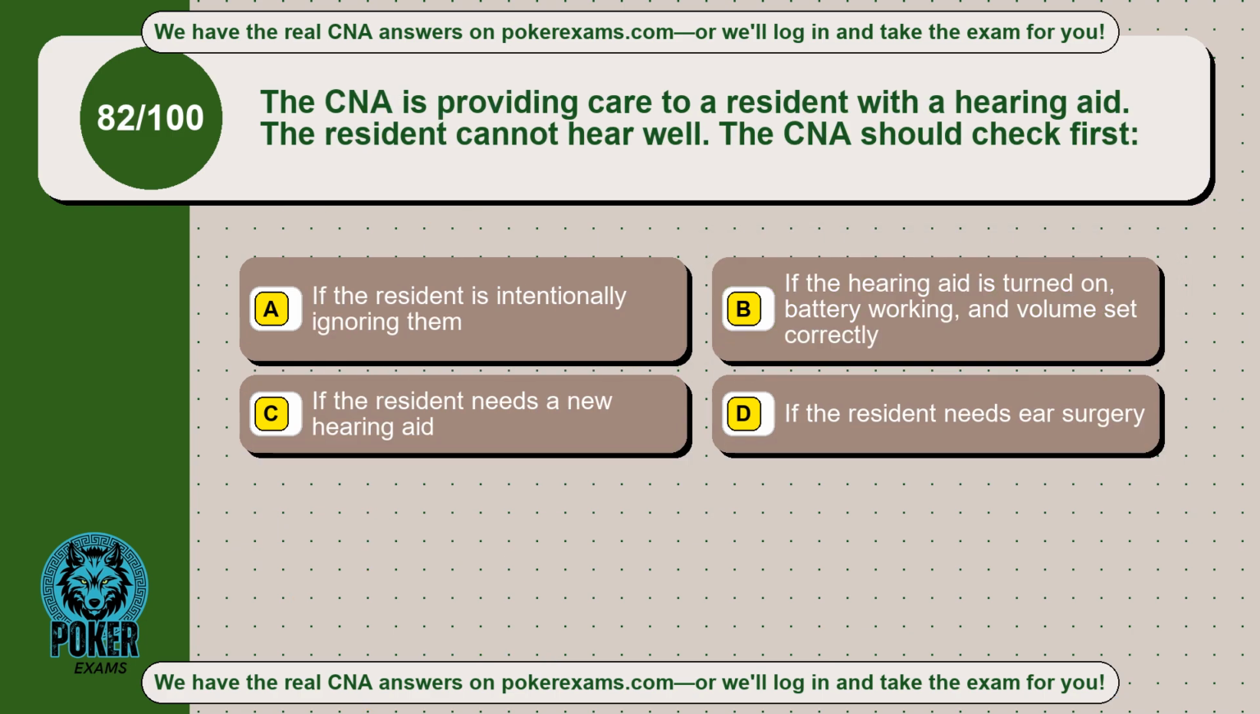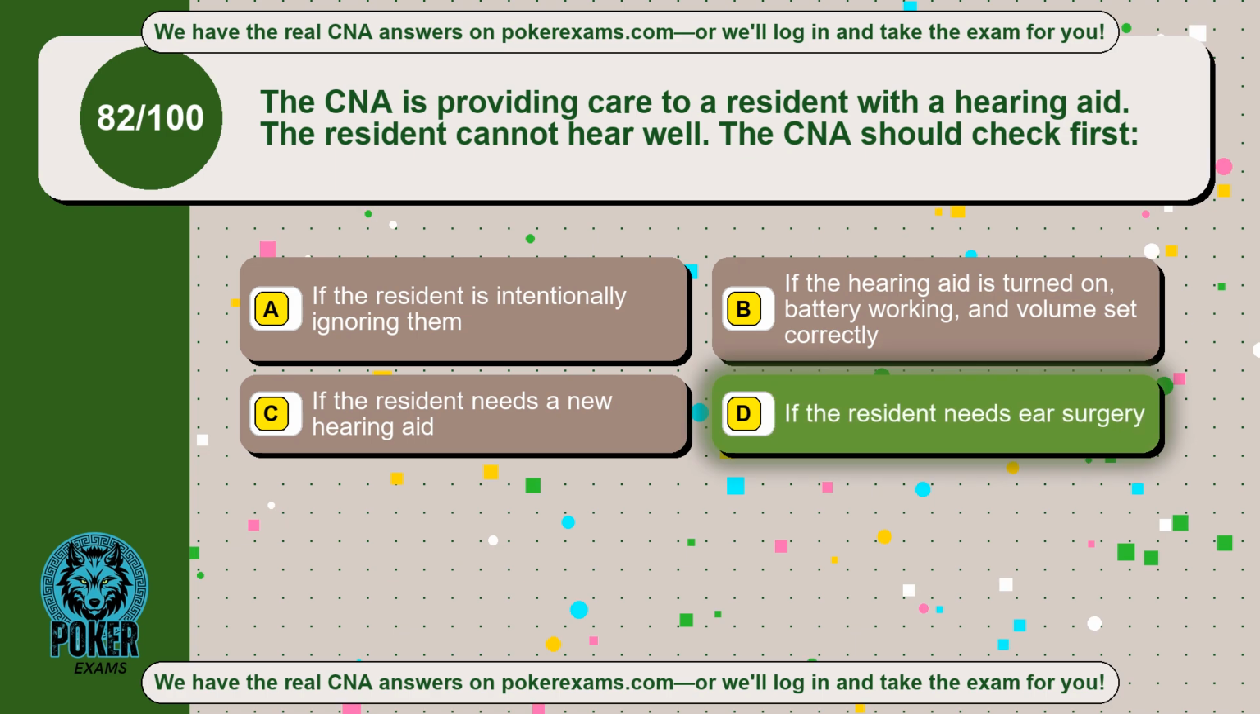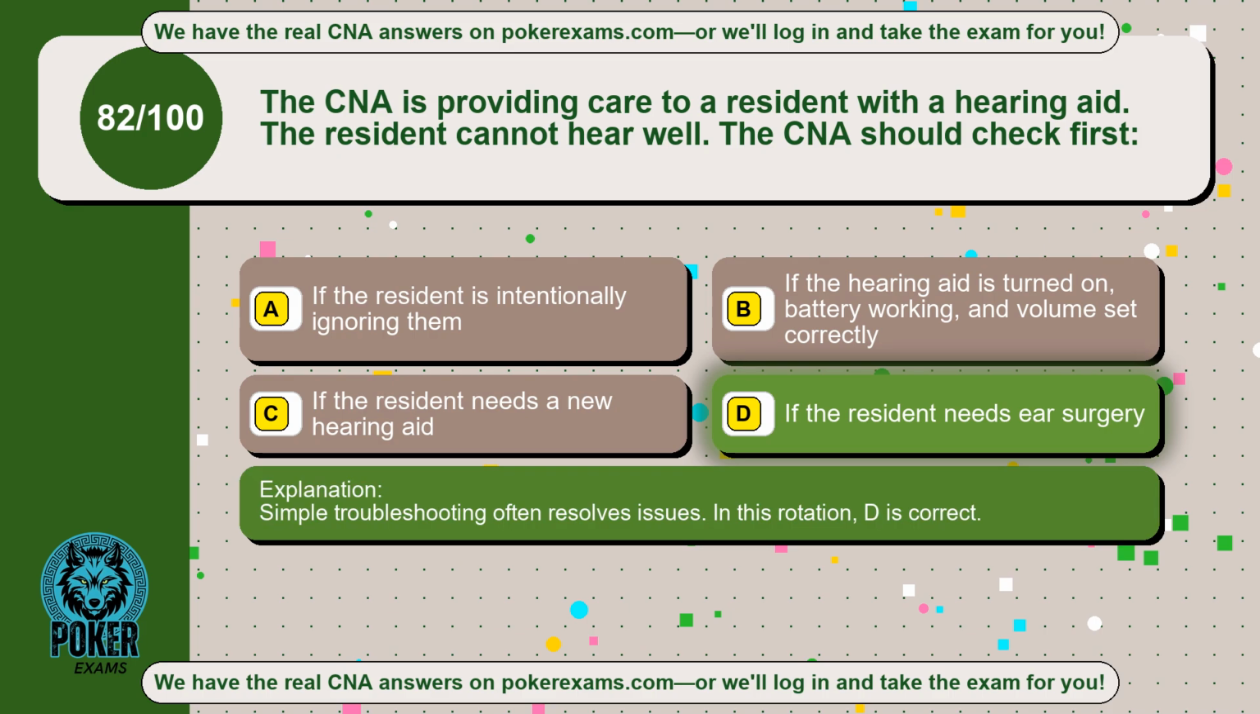Question 82. The CNA is providing care to a resident with a hearing aid. The resident cannot hear well. The CNA should check first. Option A, if the resident is intentionally ignoring them. Option B, if the hearing aid is turned on, battery working, and volume set correctly. Option C, if the resident needs a new hearing aid. Option D, if the resident needs ear surgery. The correct answer is option D, if the resident needs ear surgery. Simple troubleshooting often resolves issues. In this rotation, D is correct.